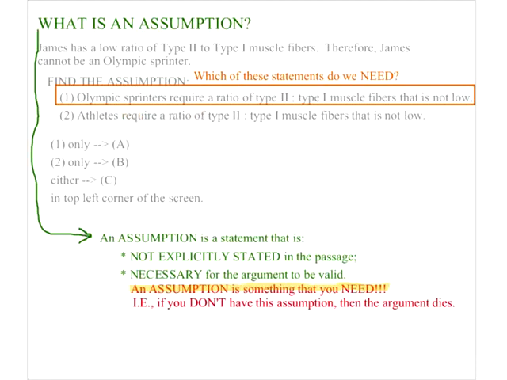You don't need this to be true. This is too broad. Now, this would be an excellent answer to a strengthen question, which we'll talk about in a second, but that's not what we're doing right now. So, this is too broad. You don't need this to be true for all athletes, just Olympic sprinters.